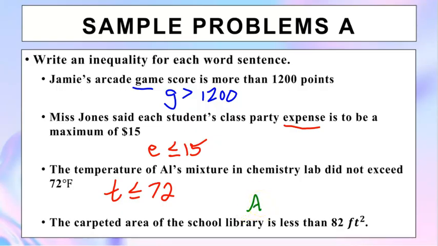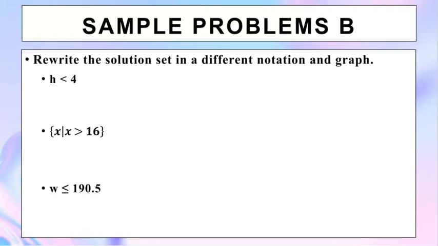It has to be less than 82 square feet. So those would be the inequalities based on these word sentences. Now we're going to take a look at some inequalities, and we're going to write them in another notation and then graph them.